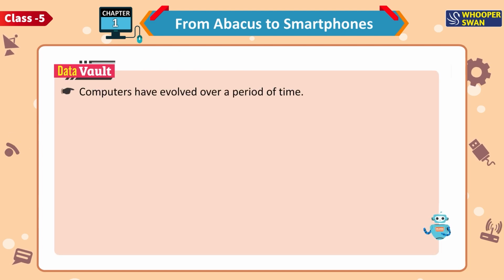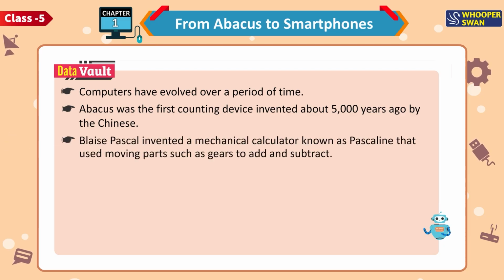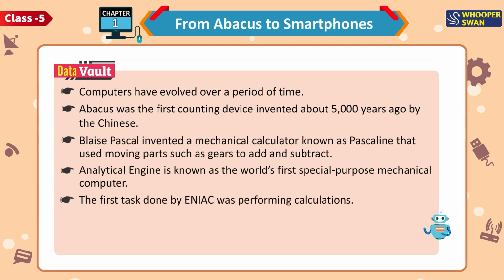Data vault. Computers have evolved over a period of time. Abacus was the first counting device, invented about 5,000 years ago by the Chinese. Blaise Pascal invented a mechanical calculator known as Pascaline that used moving parts such as gears to add and subtract. Analytical Engine is known as the world's first general-purpose mechanical computer. The first task done by ENIAC was performing calculations.